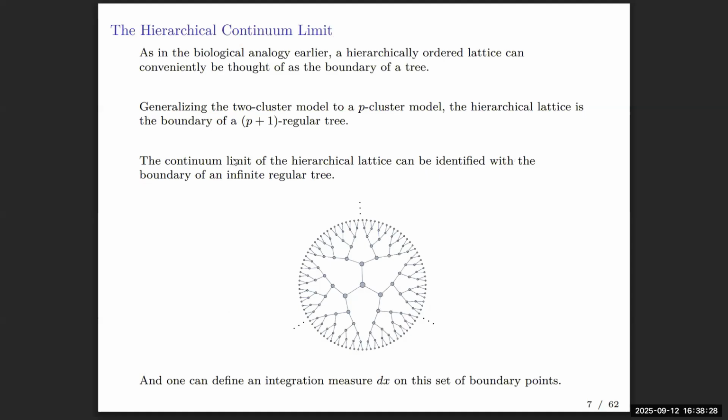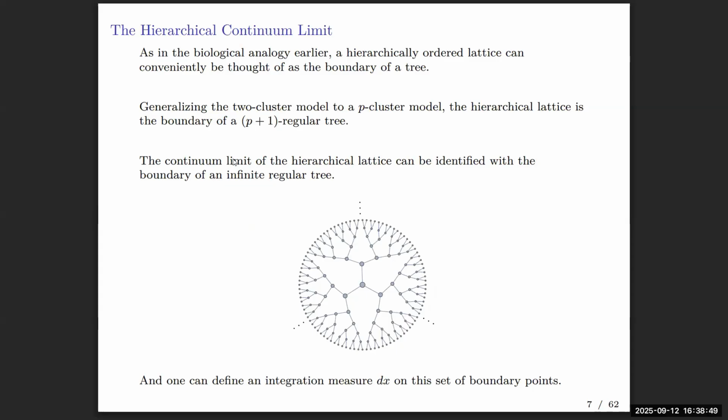Okay, yeah, so the continuum limit, right? Because I was talking about how you have this phenomenon, universality, where lattice theory and continuous theory describe the same thing. What is the continuum limit of this kind of hierarchical pattern? One way to think about it is as the boundary of a tree, similar to the tree we had in this biological analogy earlier, right?